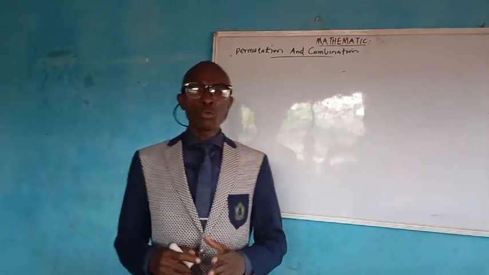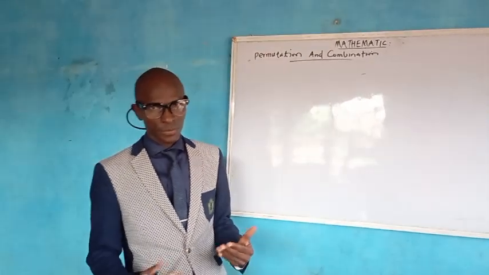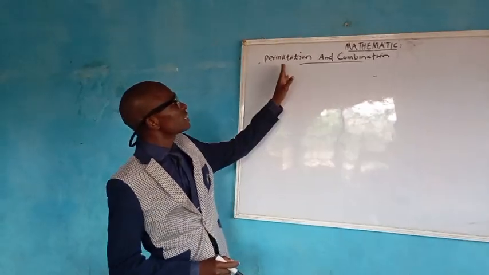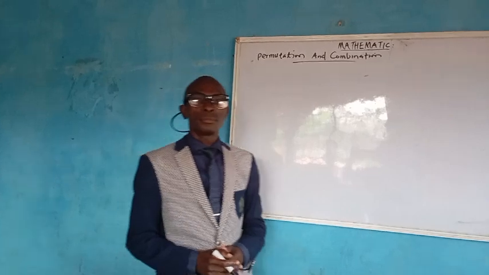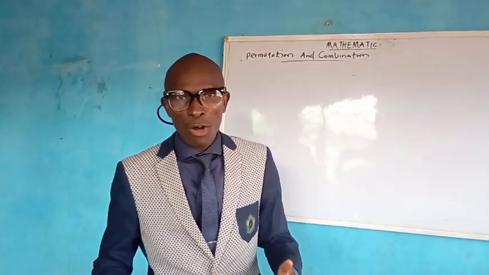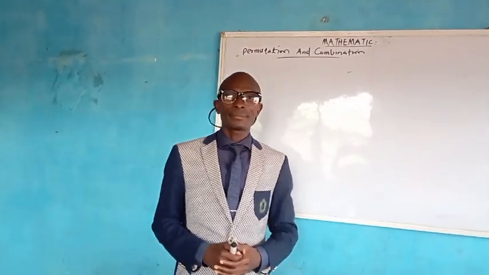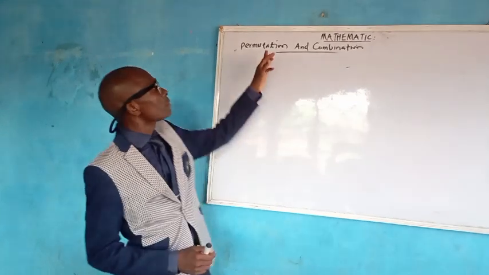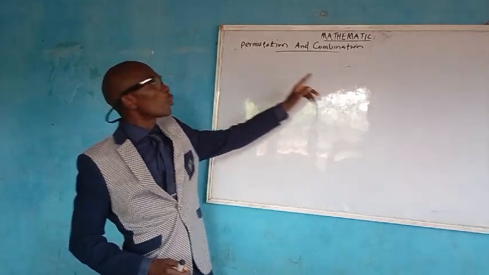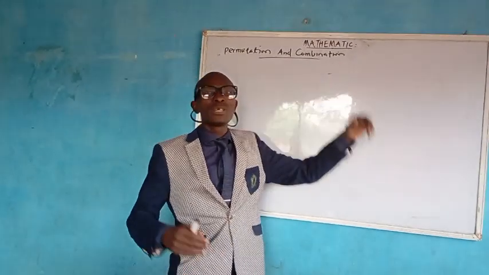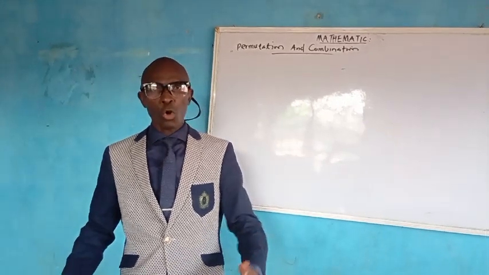Now, when we are looking at the word permutation, what is permutation? We said that permutation deals with order of what? Arrangement. That is permutation. Combination deals with order of what? Selection or choosing.